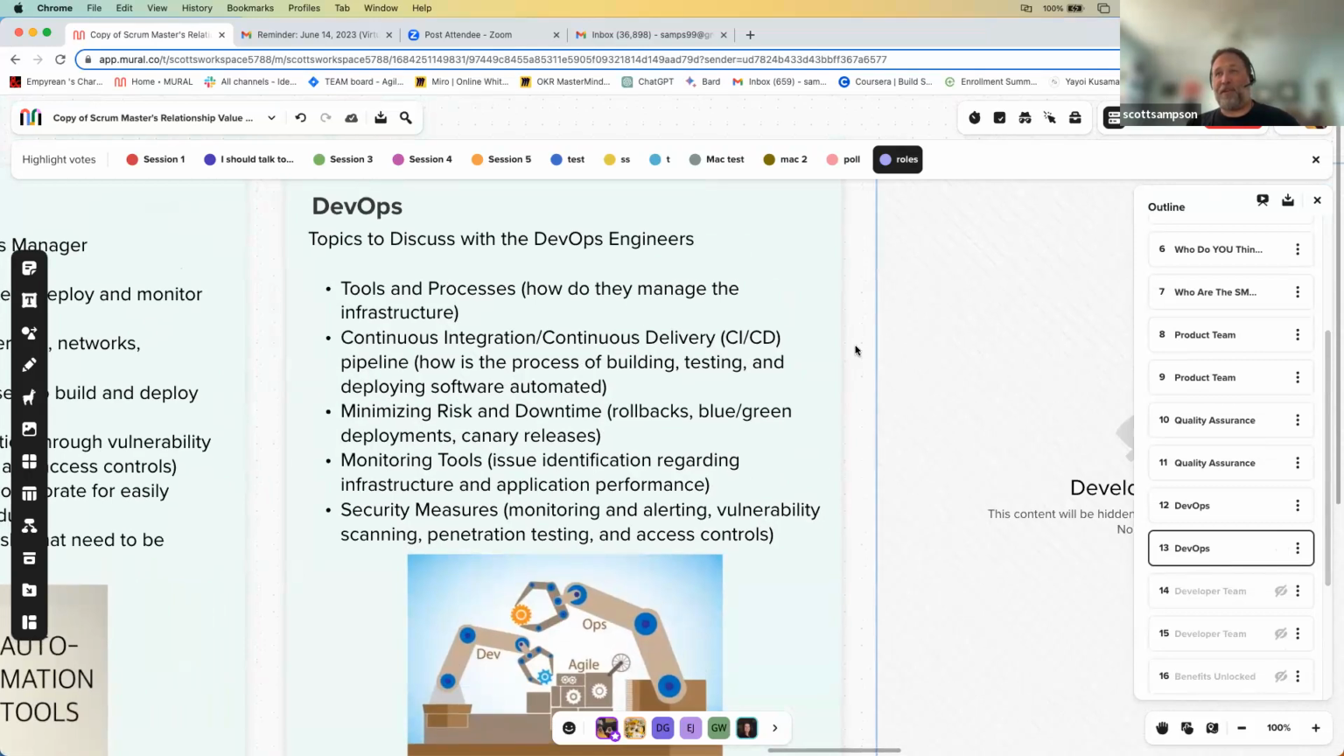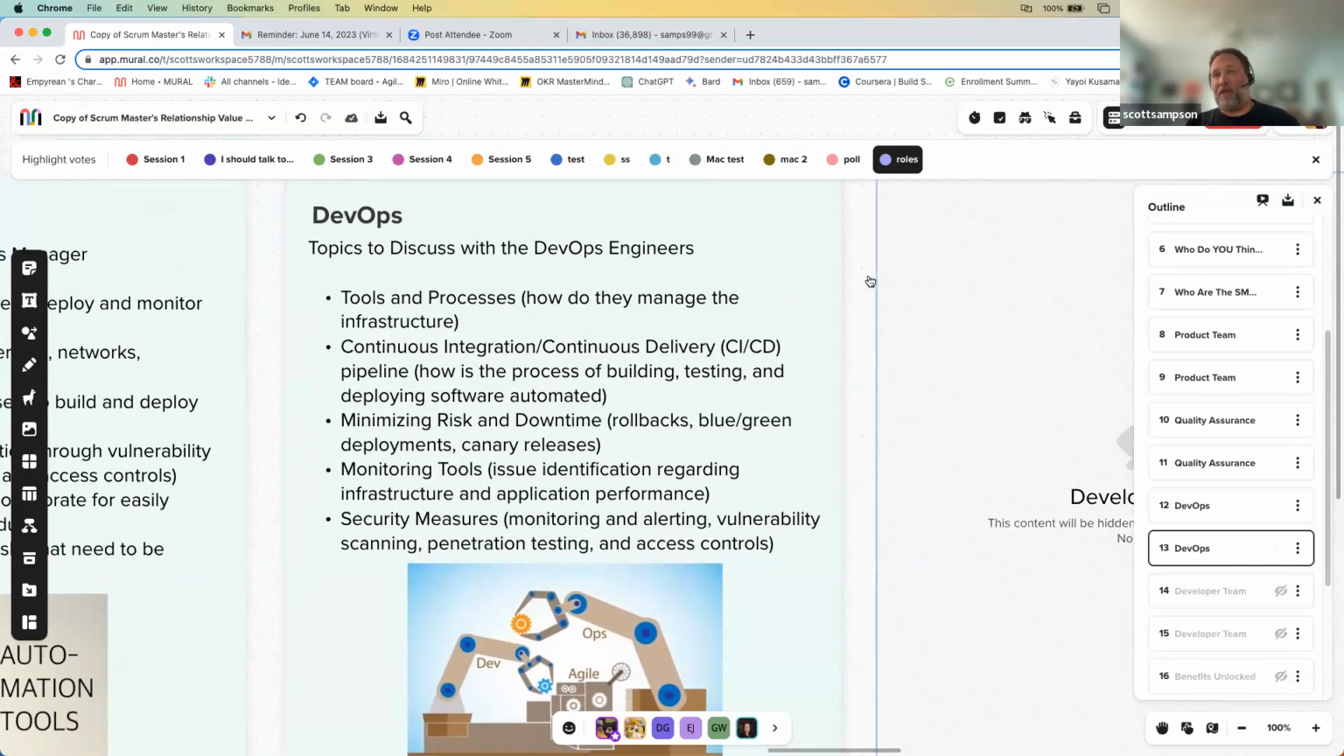Continuing with DevOps, so there are the DevOps engineers. Again, these folks are probably more aligned with the Scrum Master role in the day-to-day, so to speak, if you're involved with DevOps at all. But the topics they're really concerned with, in my opinion, that you can chat with them about if you meet with them regularly: the tools and processes they're using, the CI/CD pipeline like I talked about previously, minimizing rollbacks, downtime, etcetera.